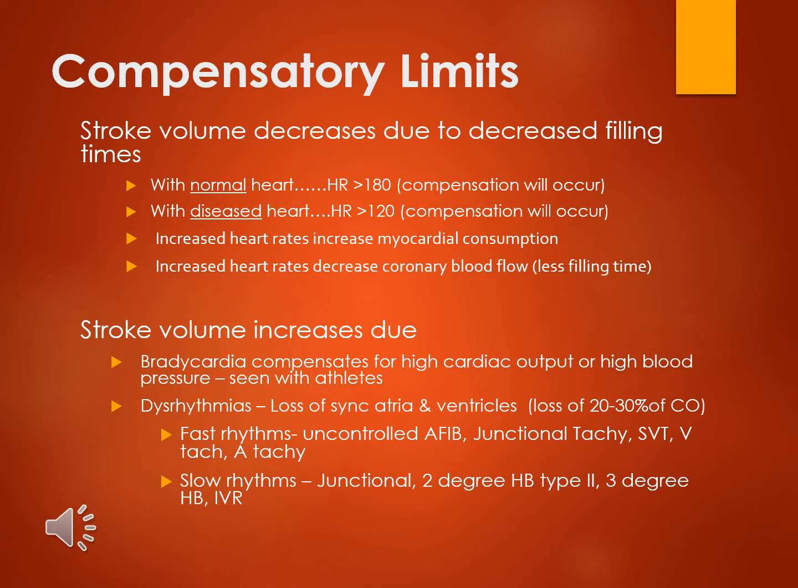Dysrhythmias is another thing that the stroke volume has to increase with. We have a loss of sync of the atria and the ventricles, and we can lose 20 to 30% of our cardiac output with a dysrhythmia. Fast rhythms such as uncontrolled AFib, junctional tachycardia, SVT, VTach, atrial tachycardia. Also, slower rhythms like with junctional rhythms and heart block, and idioventricular rhythms.